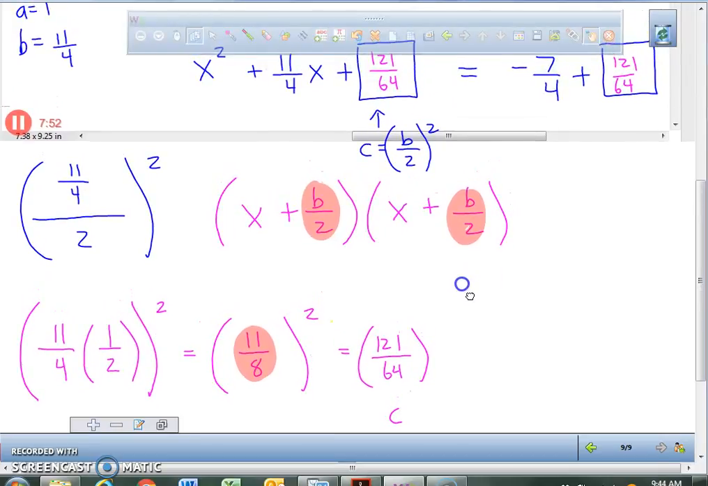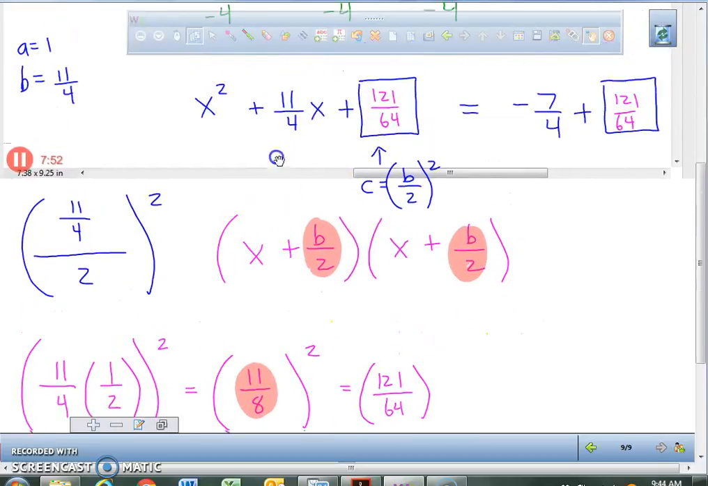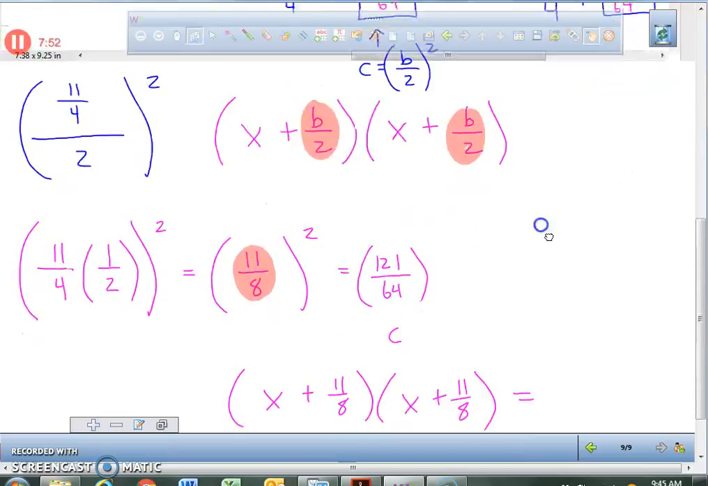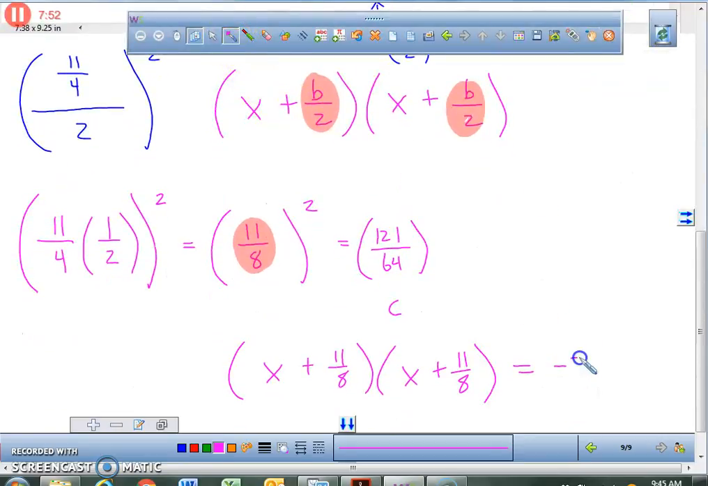So here's the factor, everybody. Here is x squared plus 11 over 4x plus 121 over 64 factored. It's going to be x plus 11 over 8 times x plus 11 over 8 equals negative 7 fourths plus 121 over 64.